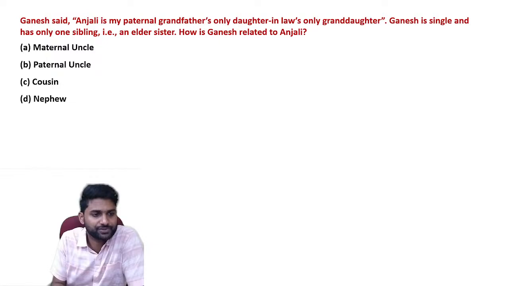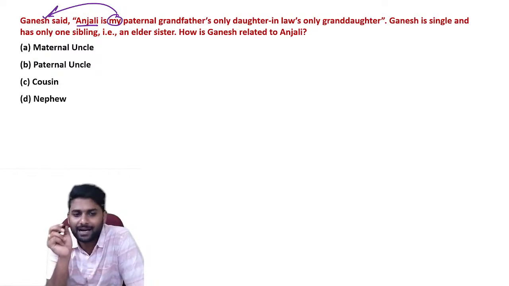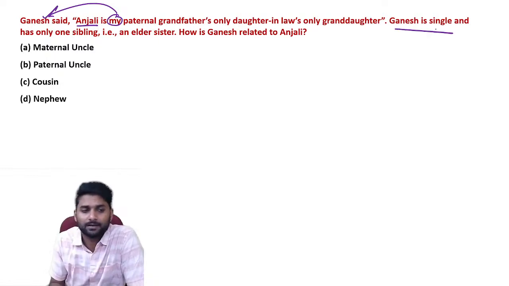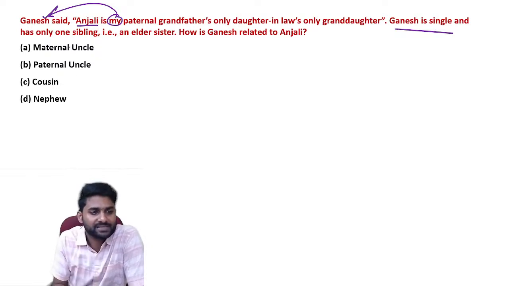Let's go through this question. Ganesh said, Anjali is my, and my means again it's Ganesh, paternal grandfather's only daughter-in-law's only granddaughter. Ganesh is single and has only one sibling, so that is an elder sister. How is Ganesh related to Anjali?